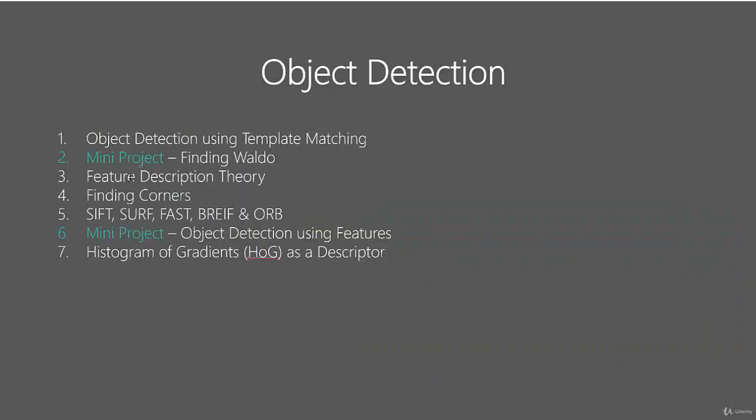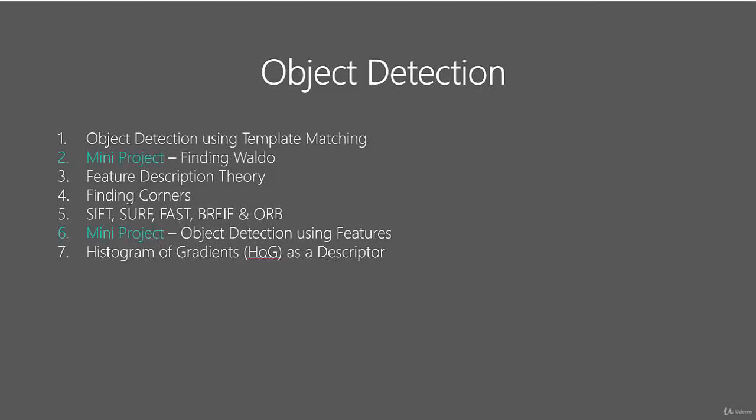We then describe features. Now features are very important. Features consist of corners and other attributes associated with the image. And then we look at some common and popular feature algorithms such as SIFT, SURF, FAST, BRIEF, and ORB. And there are a couple others like FREAK and BRISK as well. And we then utilize these feature detection algorithms in our second mini project, where we do some actual object detection using these features. And then we describe a bit more on histogram of gradients, which is one of the best descriptors used to describe objects in pictures.